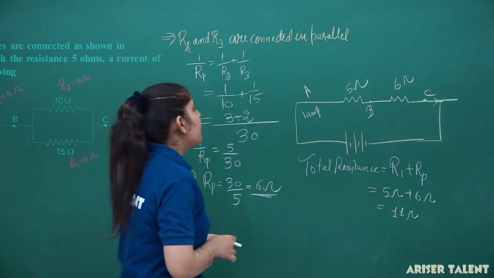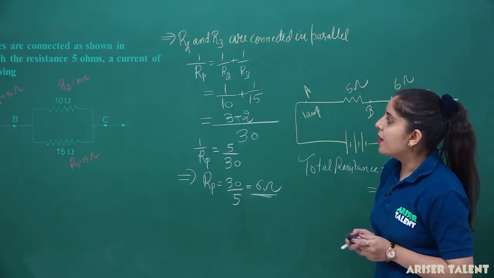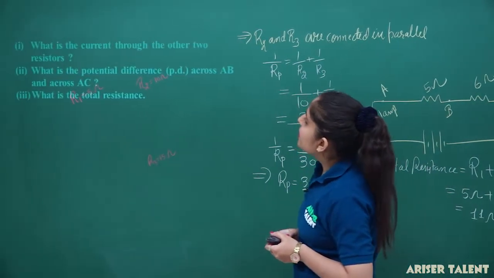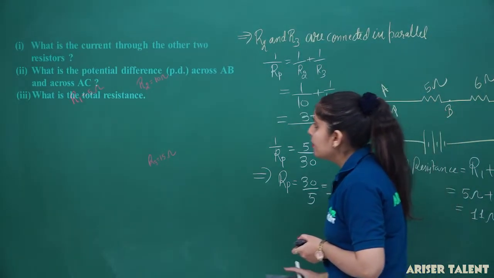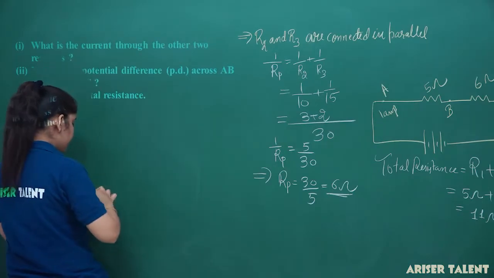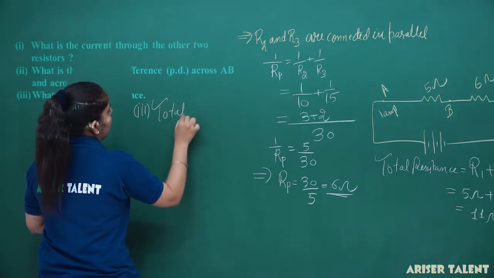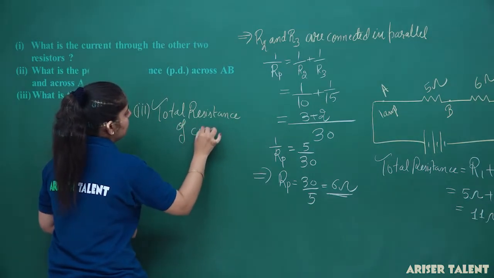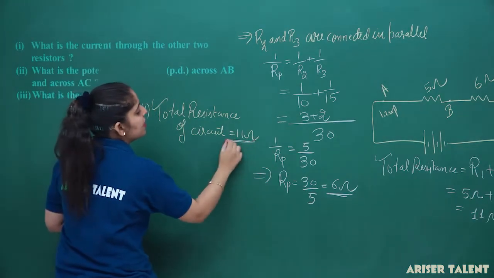Now let's check what are the questions you have to find here. You are given a current of 1 ampere that is flowing in the wire. What is the current through the other two resistors? What is the potential difference across AB and AC, and what is the total resistance of the circuit? So we have simplified our third part. So the third part is total resistance of circuit equal to 11 ohm. So this is our first answer.